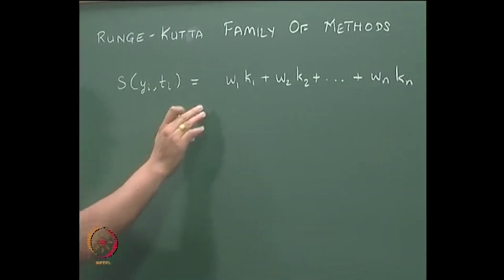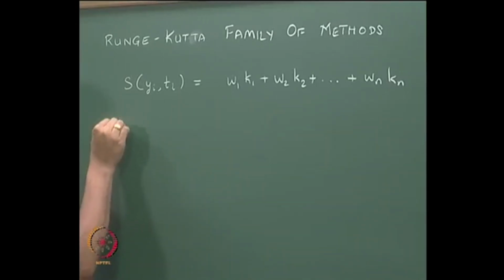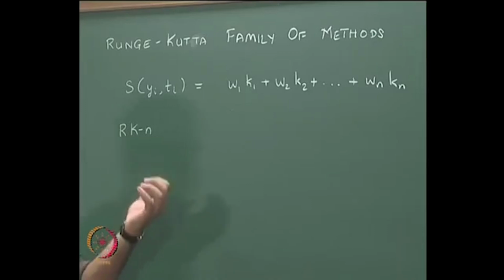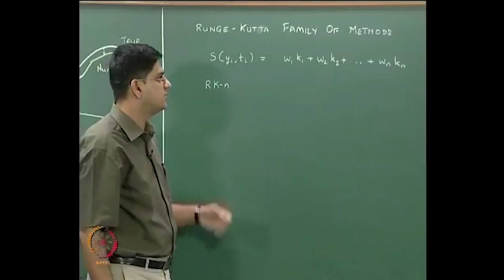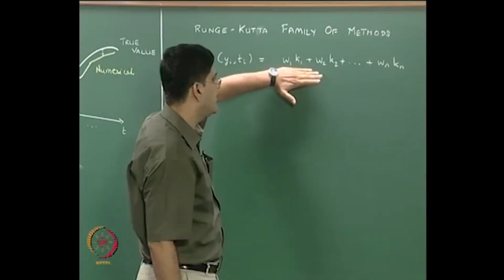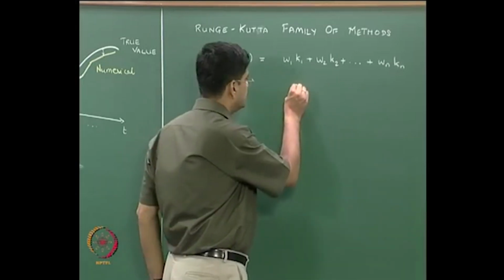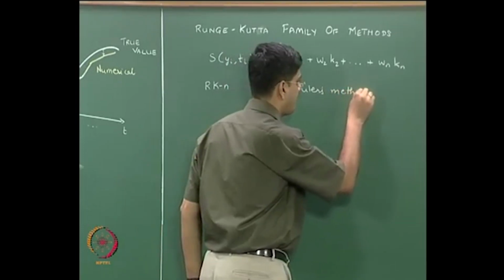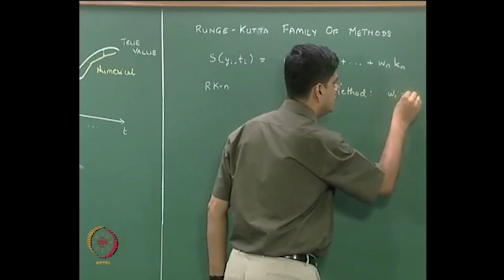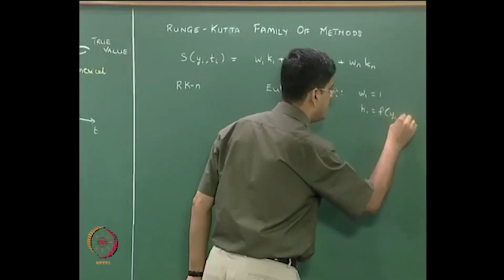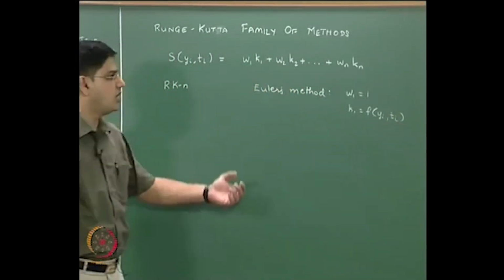This is going to be a general expression for an nth order RK method, which we will represent as RKn. Okay. Euler's method, in one way we can call that the first order Runge-Kutta method, because in Euler's method we didn't have k2, k3 and so on up to kn, we only had w1 k1, and for Euler's method w1 was equal to 1 and k1 was equal to nothing but f of yi comma ti. That was Euler's method. Okay.